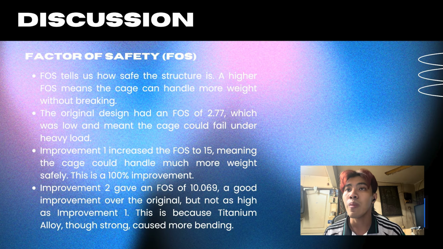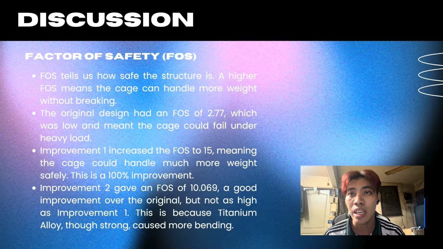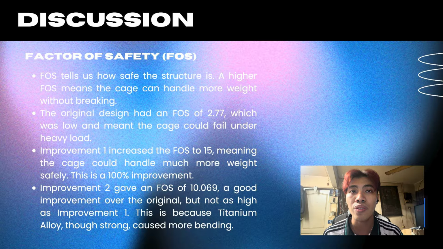Factor of safety. Factor of safety tells us how safe the structure is. A higher FOS means the cage can handle more weight without breaking. The original design had a factor of safety of 2.77, which was low and meant the cage could fail under heavy load. Improvement 1 increased the FOS to 15, meaning the cage could handle much more weight safely. This is a 100% improvement. Improvement 2 gave a factor of safety of 10.096, a good improvement over the original, but not as high as improvement 1. This is because titanium alloy, though strong, causes more bending.